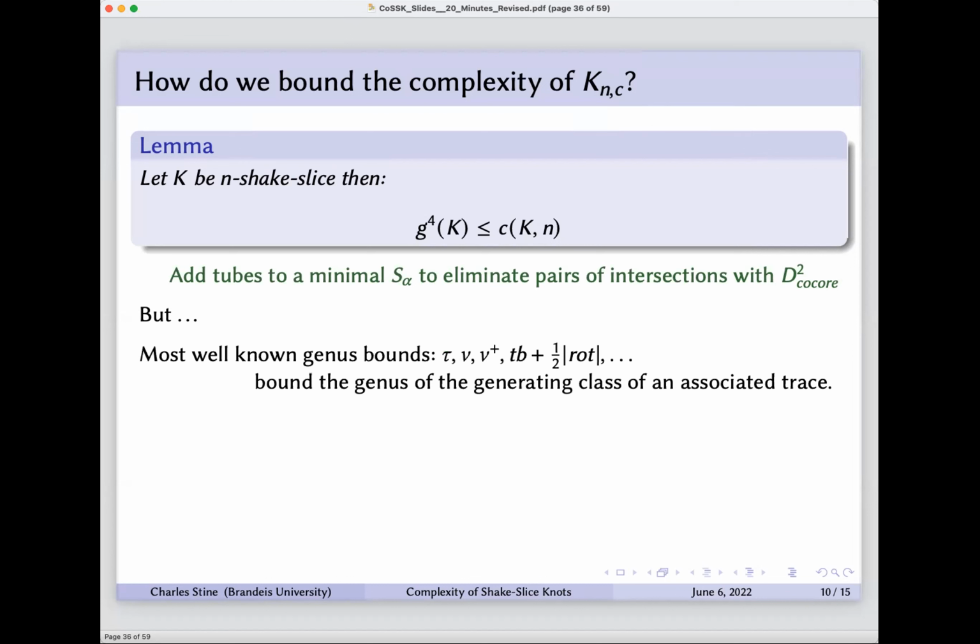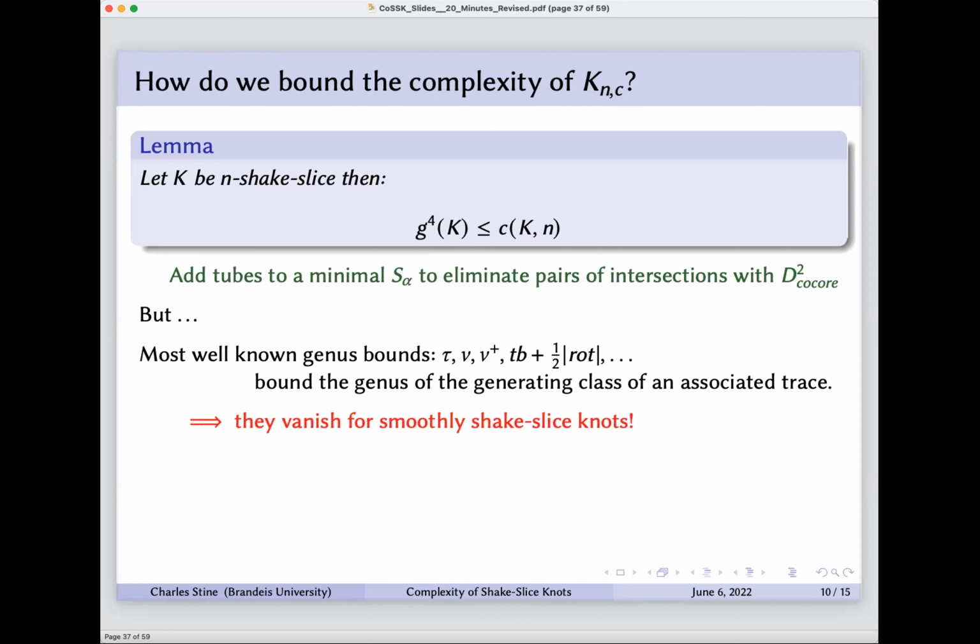However, most of the well-known genus bounds, many of the ones that come from Heegaard Floer, many of the ones that come from other flavors of Floer homology, essentially all of those that have been defined in the last 30 or so years using analytic techniques, all of these genus bounds fundamentally work by bounding the genus of a generating class of an associated knot trace. And since all of our knot traces have second homology generated by spheres, all of these invariants are going to vanish for the knots that we're interested in.